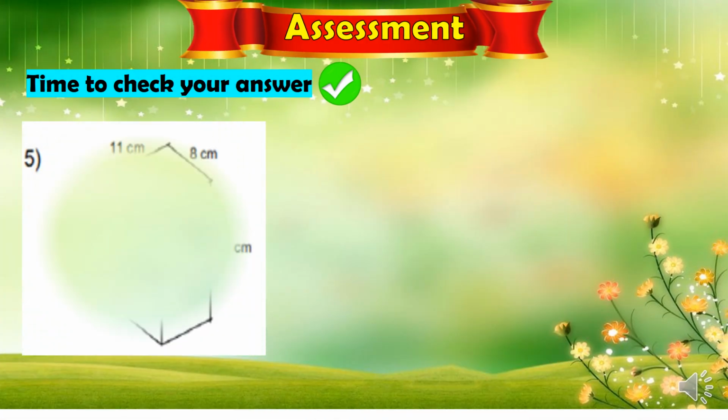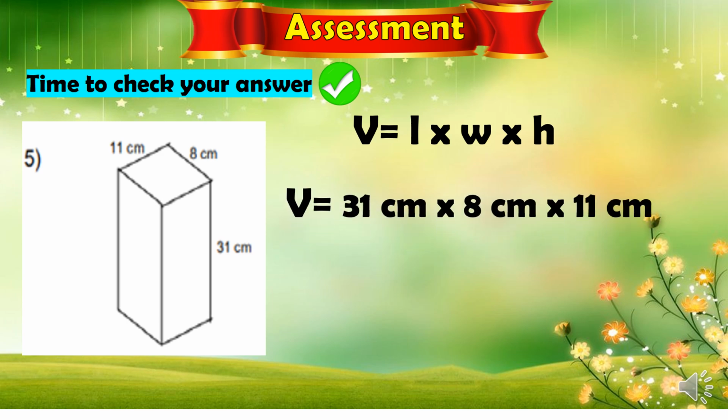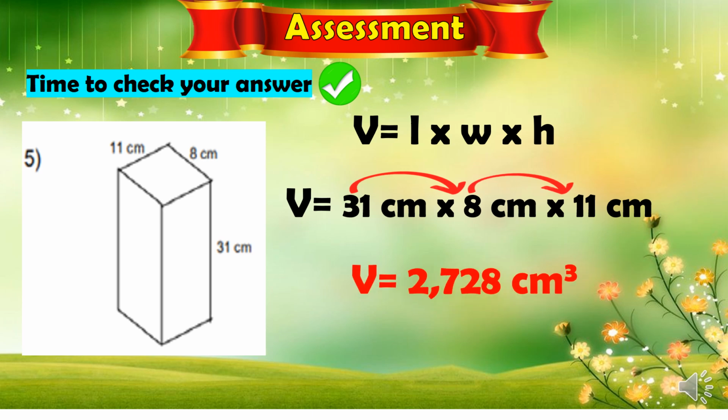Let's move on to number 5 figure. Okay, so we have the measurements 11 centimeters, 8 centimeters, and 31 centimeters. So that is a rectangular prism. So we will be using the formula V equals length times width times height. And let us now substitute. So the length is 31 centimeters, times 8 centimeters, which is the width, and the height is 11 centimeters. So 31 times 8 times 11, that will give us a volume of 2,728 cubic centimeters.